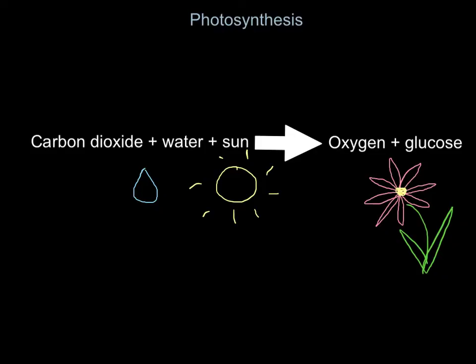The last thing we're going to go over is the equation for photosynthesis. You'll notice it's the exact opposite as the equation for cellular respiration. Plants take in carbon dioxide we breathe out, plus water and sunlight, and as a result, they give off oxygen that we're going to breathe in, and they're able to grow because they've made glucose to eat.